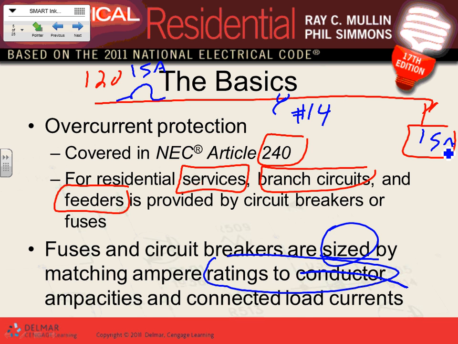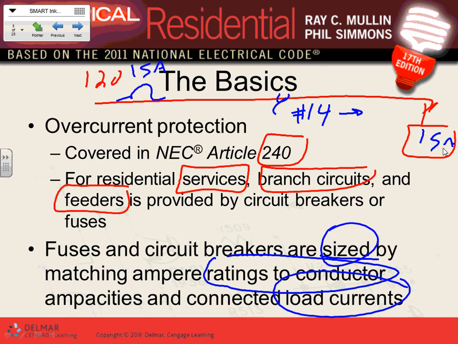You have to match the load and match the conductor. So I have a 15 amp circuit breaker that's actually protecting a number 14 conductor that's feeding a 15 amp load. That's the general rule. Does that make sense? There are some exceptions, but that's the general rule. The overcurrent protection device cannot be more than what the conductor can handle, and cannot be more than the load that you're connected to it. That's if it's a non-continuous load. If it's a continuous load, they change it slightly. Here's how they change it.